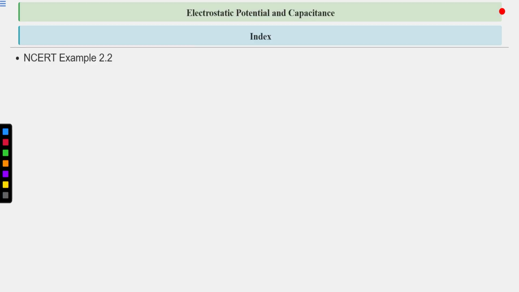So here is the index of the topics we are going to discuss today. Firstly, we will discuss two examples based on our previous topic, electrostatic potential, that is NCERT example 2.2 and NCERT example 2.3. Then we will discuss NCERT section 2.6, that is equipotential surfaces.